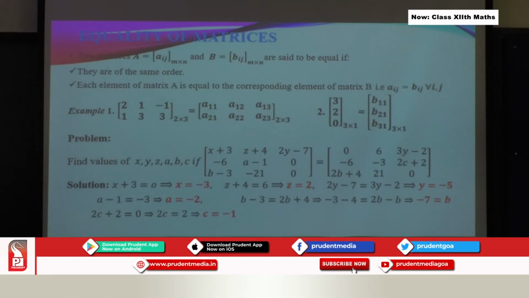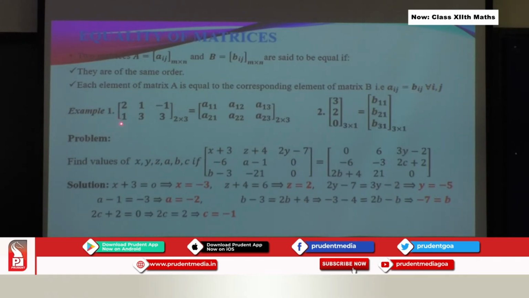What does it mean? Now look at this over here. Aij is equal to Bij. So in particular, if you consider A11, it's supposed to be equal to B11. If you consider A21, then it's supposed to be equal to B21. Look at this now here.